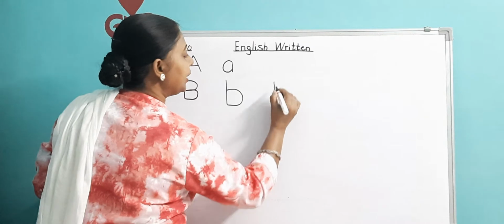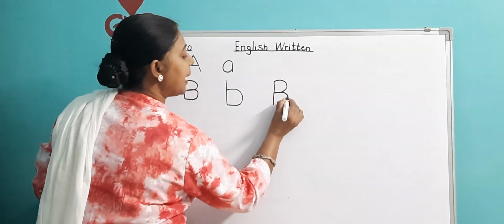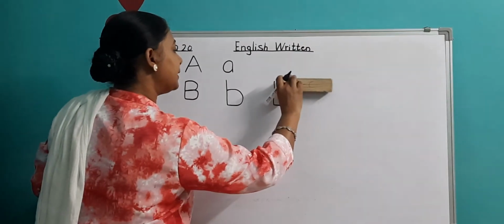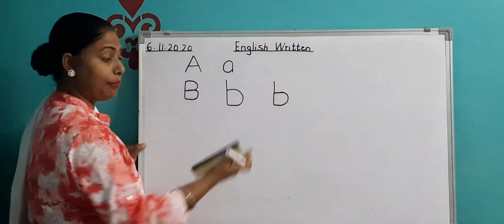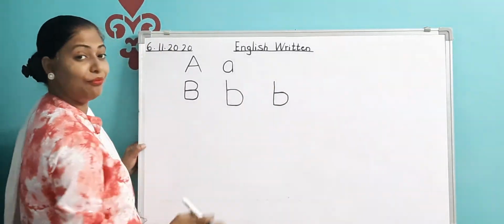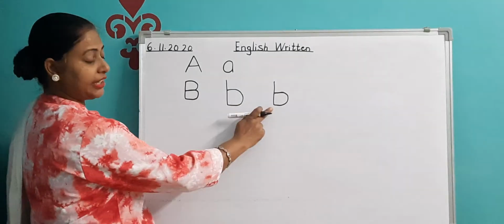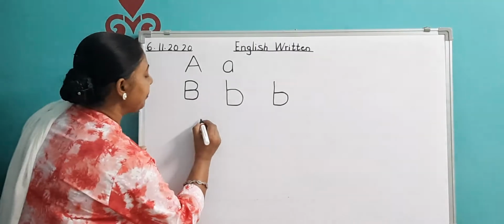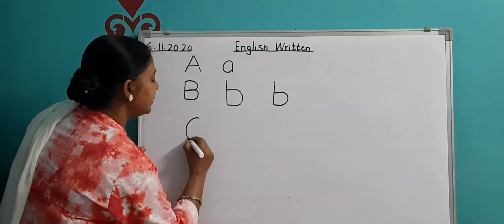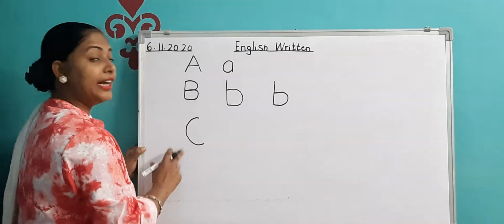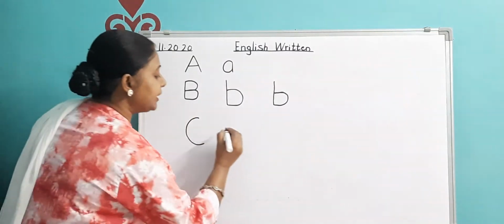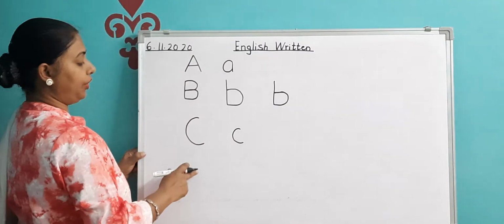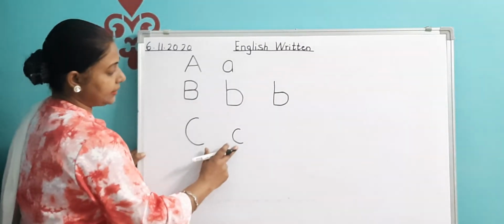Once again I'll tell you. If you write it like this, it is capital B. And if you remove this upper semicircle, what will it become? Now it has become small b. Can you see? This is small b. This is how you write small b. Remember it always. And after that comes capital C. Capital C is a little bigger and small c is a little smaller. You write it within two lines only. So this is capital C, this is small c.